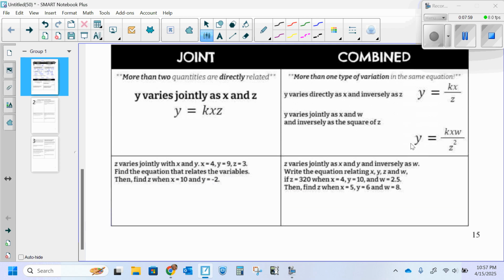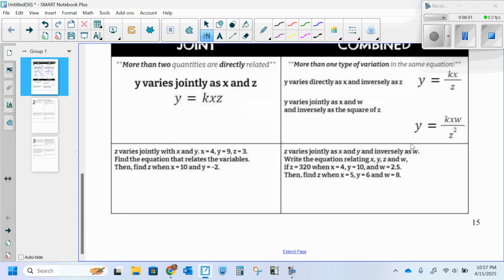All right, joint variation is when you have more than 2 quantities that are directly related. How about the area of a triangle is jointly related to both its height and its base, right? Area equals base times height. So let's take a look at this. We'll set it up. Y equals KXZ. It says Z, sorry, didn't read the problem.